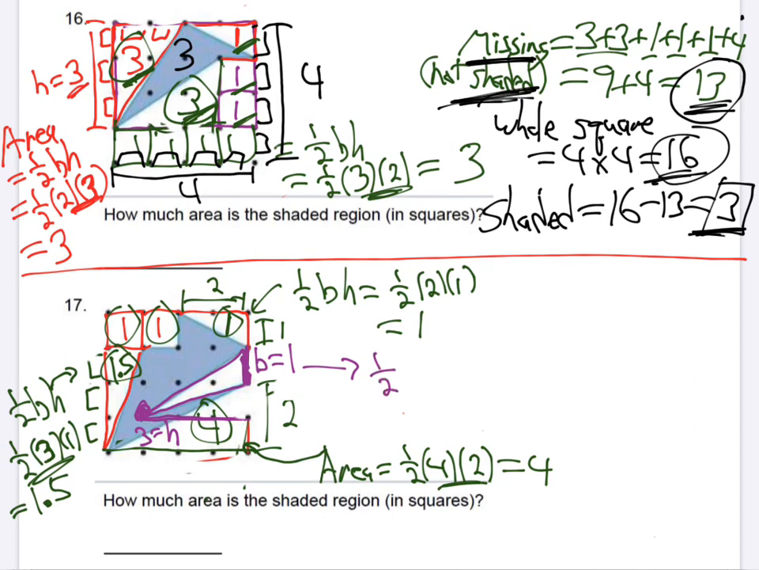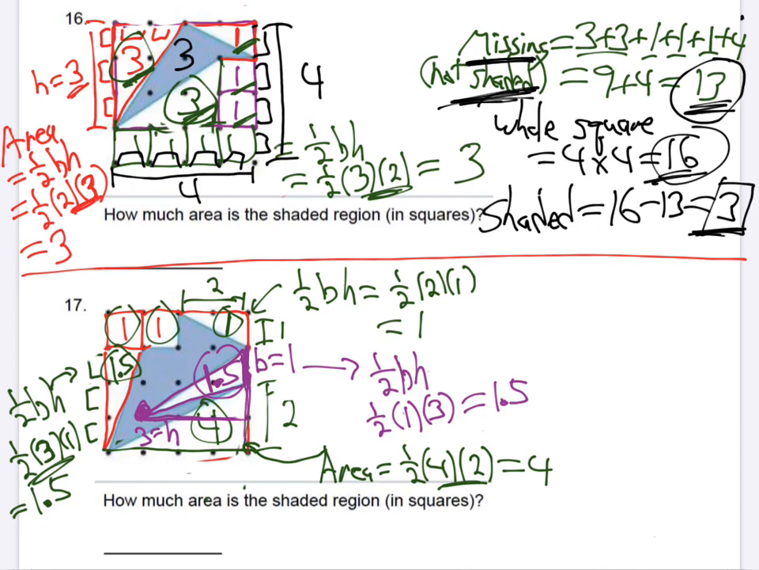So the area is a half base times height for that little triangle. Base is 1, height is 3. Half of 1 times 3 is 1.50. So this must be 1.5. Okay, so we figured out all the areas that are missing.